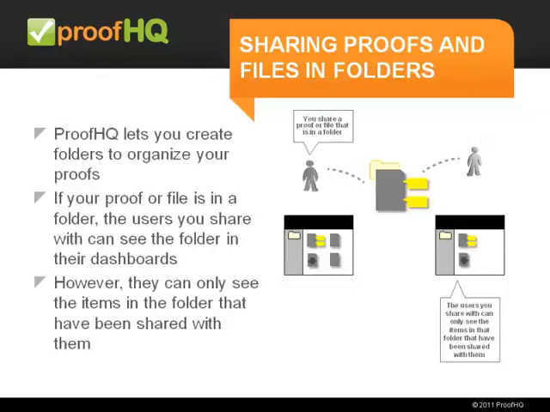One of the main features of ProofHQ is the ability to organize your files and proofs into folders. This helps you organize your work by client or project, or indeed any way that suits your workflow. If you share an individual proof or file, and that proof or file happens to be in a folder, then any user that you share with will be able to see the folder in their dashboard. However, they'll only be able to see the items in that folder that you've explicitly shared with them. They won't be able to see items that you haven't shared with them. This is great for organizing design projects, but only sharing items with your review team when you're ready for them to see those items.